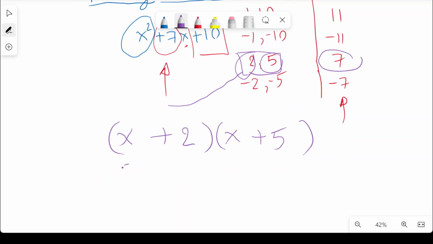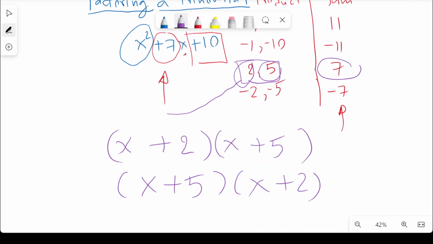Someone may write x plus 5 and x plus 2. They're the same, because sometimes you may think 5 and 2 first, not 2 and 5, right? That's fine. It's the same thing.